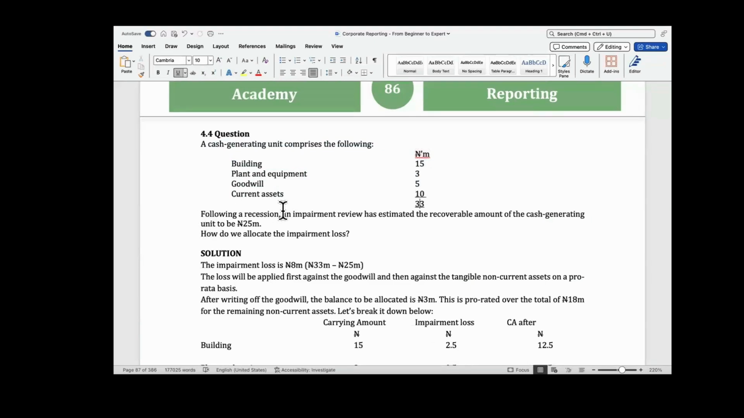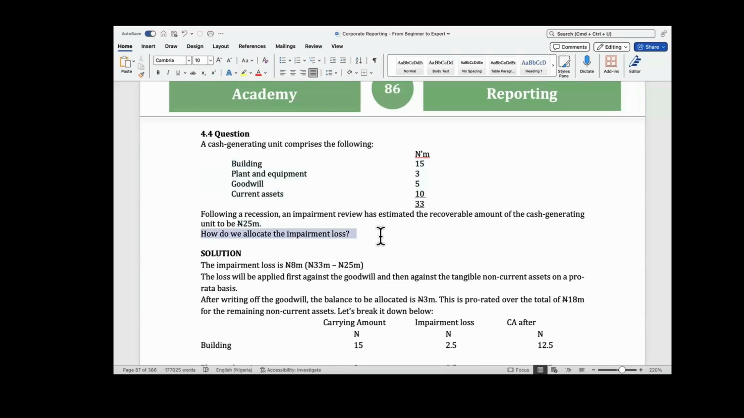Then it said, following a recession, an impairment review has estimated the recoverable amount of the CGU to be 25 million. Okay, so this question is also very liberal and very gentle. It has given us the recoverable amount, so we don't have to stress ourselves in comparing value in use and fair value, looking for the higher and all of that. So this recoverable amount of 25 million is for this entire group of assets, which is the CGU.